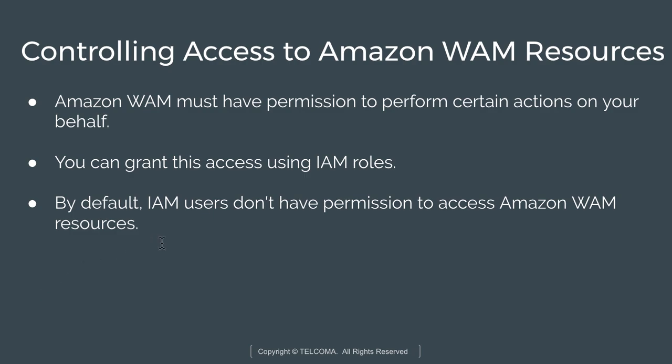Amazon WAM is required to have permission to perform actions on your behalf. That means you can grant this access using an IAM role. By default, IAM users don't have permission to access these resources. To allow an IAM user to perform actions on WAM resources, we are required to create a policy that gives the user permission to access WAM. This IAM role allows the WAM packaging instance to access your package catalog.